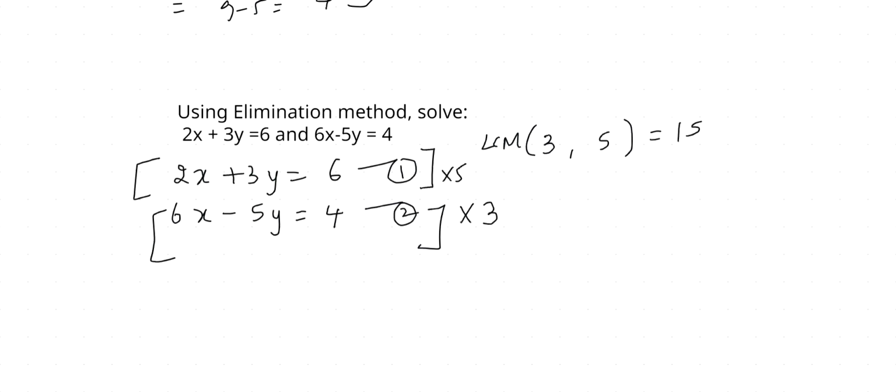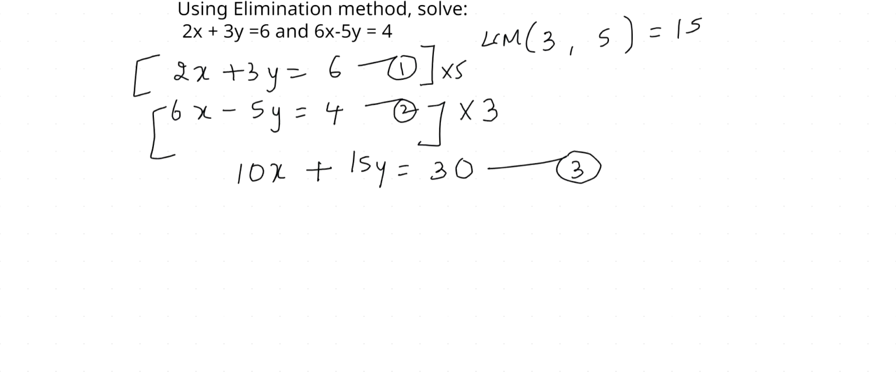So now what is it? 2 into 5, 3 into 5 and 6 into 5. Similarly, 6 into 3, minus 5 into 3 and 4 into 3. We'll do it. So now equations are getting modified. 2 into 5 is 10x, 3 into 5 is 15y, is equal to 30. I modified it, call it equation 3. Then equation 2 I'm multiplying by 3. So 6 3s are 18x minus 15y, 4 3s are 12. Call it equation 4.